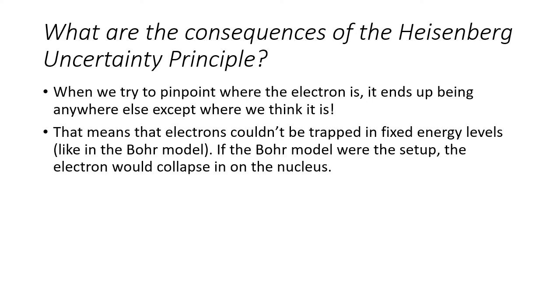When we try to pinpoint where the electron is, it ends up being anywhere else except where we think it is. That means that the electrons couldn't be trapped in fixed energy levels like the Bohr model would suggest. If the Bohr model were the setup, the electron would collapse in on the nucleus.